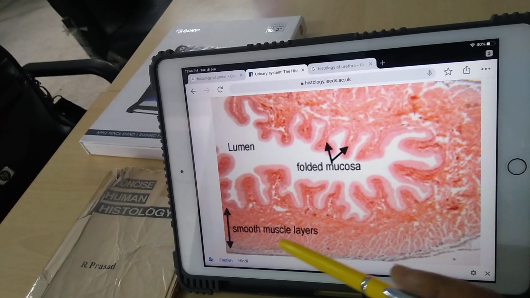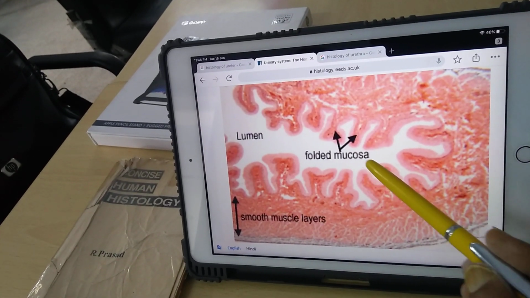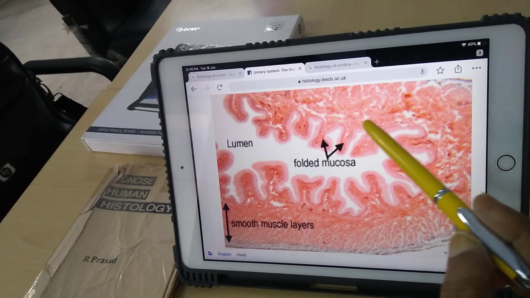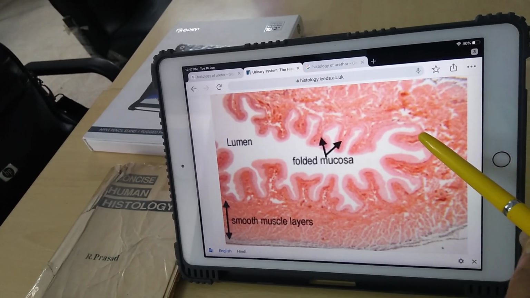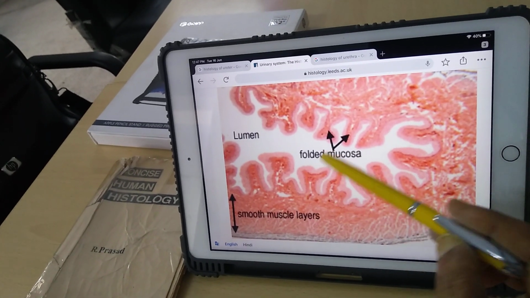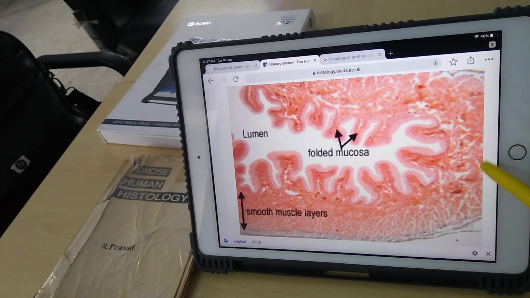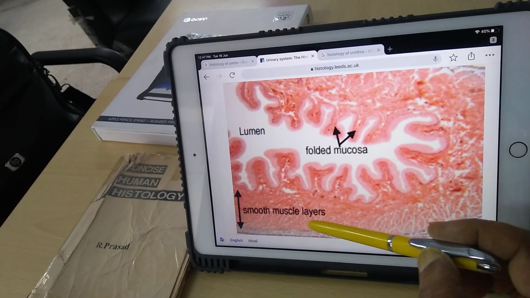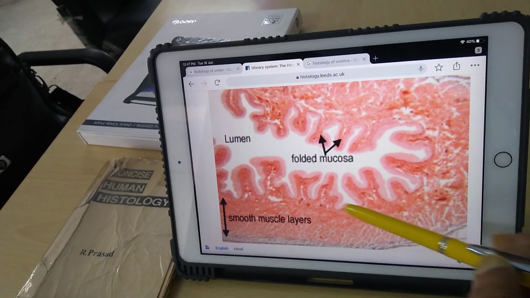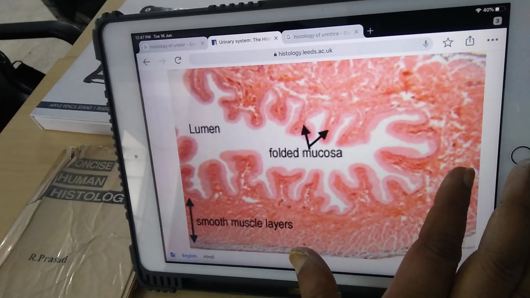This is a slide of the urinary bladder. You can see the folding of the mucosa. Folding of the mucosa of the urinary bladder is also called rugae. There is a thick muscle coat and also a thick and loose lamina propria in the urinary bladder.